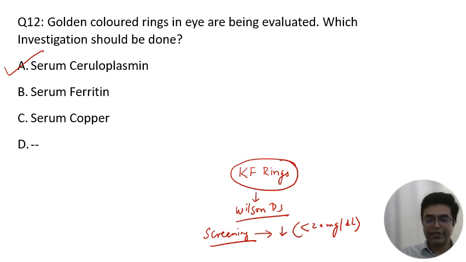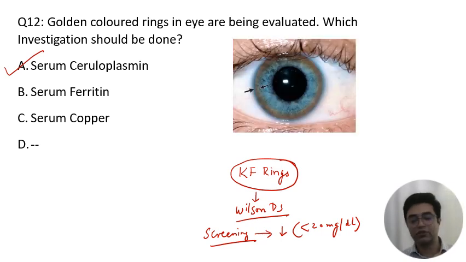So tomorrow they may repeat the question. Instead of asking like this, they may put up an image like this. So this is the typical Kayser-Fleischer rings which are there. Wilson disease is again a high yielding topic. Medicine may be important here. It is important in pediatrics also. So if you have read it well, you have a high likelihood of encountering this question, this topic. And this topic is also asked in INI-CET exam.